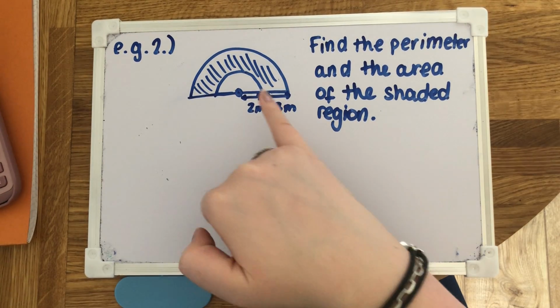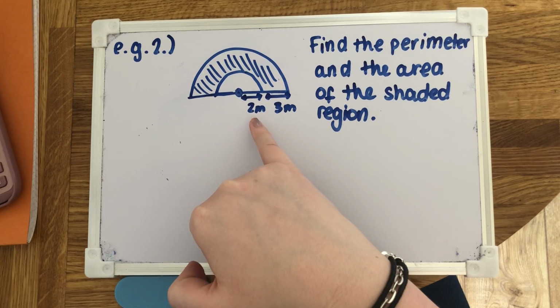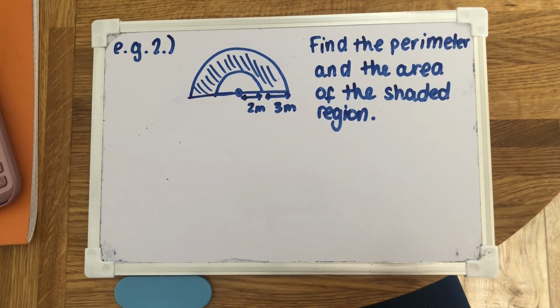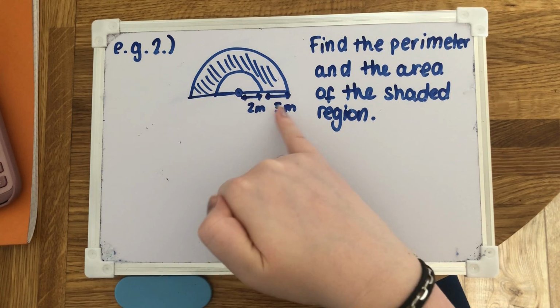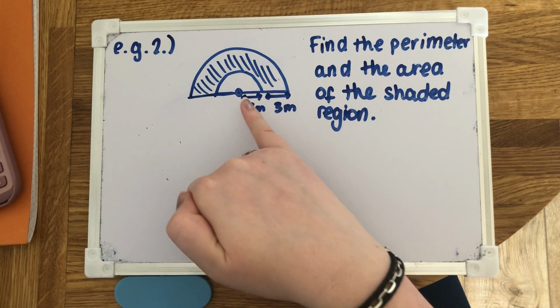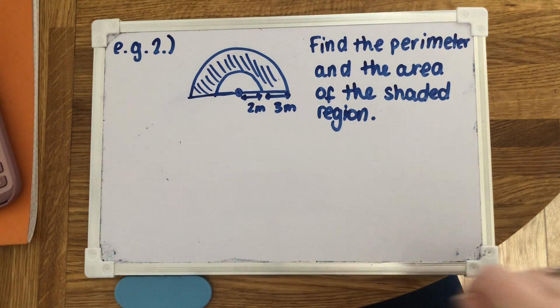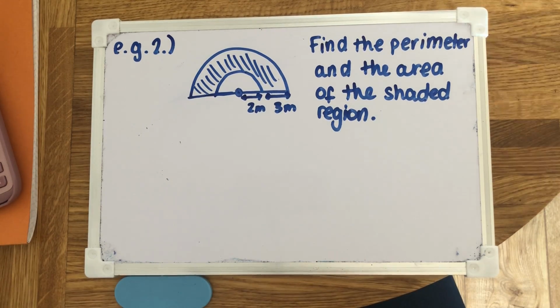Okay, so we know what the radius of the first one is. We know it's 2. Now the radius of the big one, it's trying to trick you really. A lot of people will think it's just 3 because that's the bit that's there, but actually the radius of the big circle would be those 2 added together, okay, which would be 5.